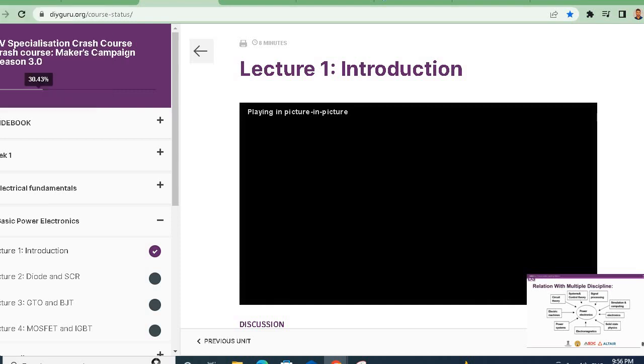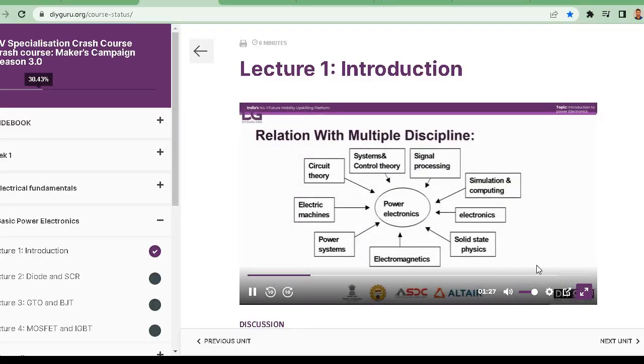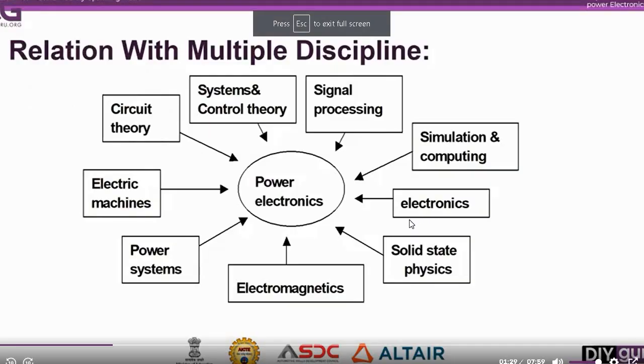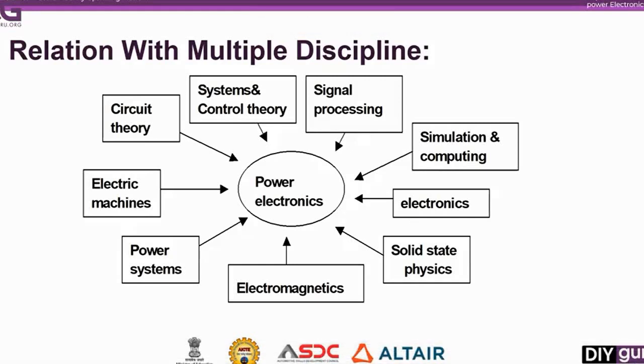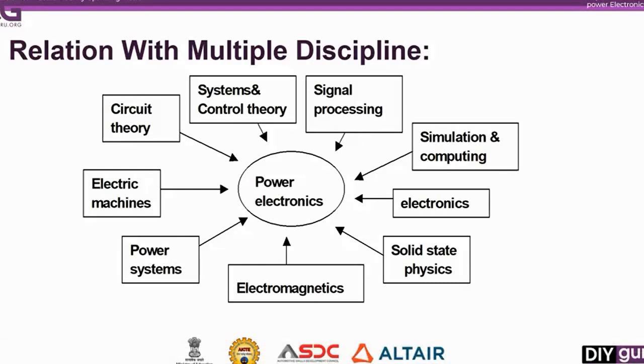The field of power electronics itself refers to an interdisciplinary subject which deals with design, control, and conversion of power in its electric form. In power electronics, we are dealing with multiple disciplines such as circuit theory, systems and controls, signal processing, simulation and computing, solid state physics, electromagnetics, electric machines, to name a few.